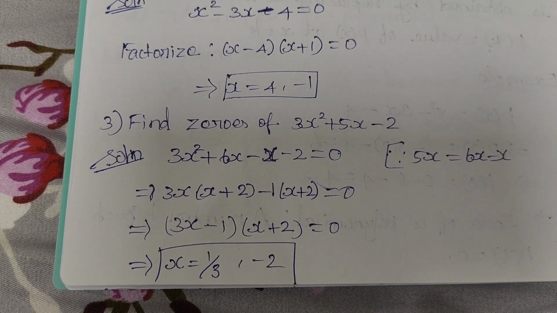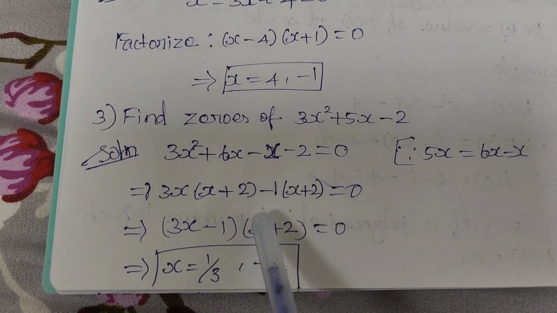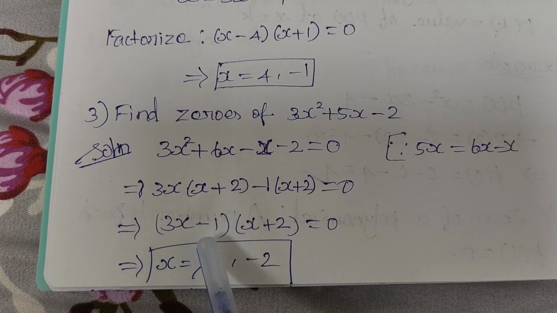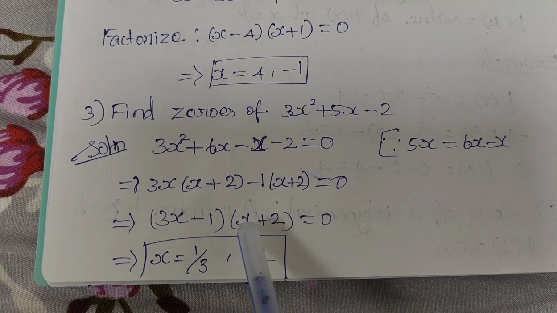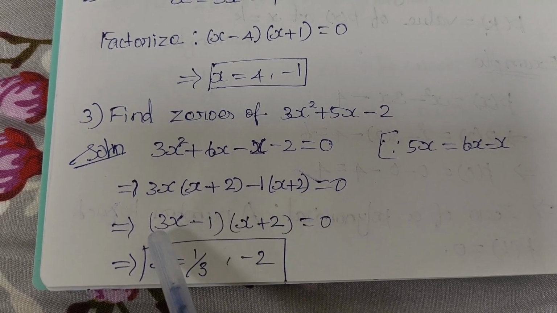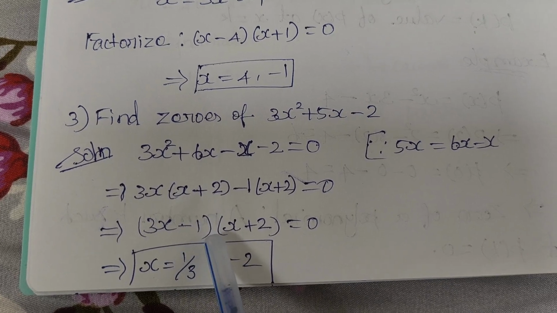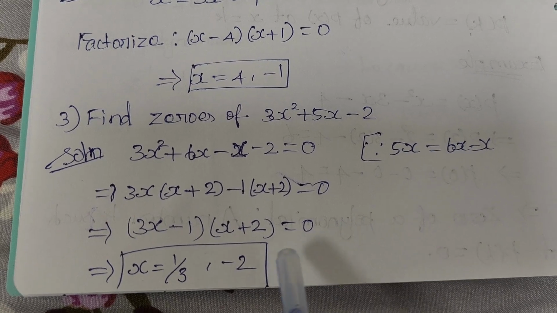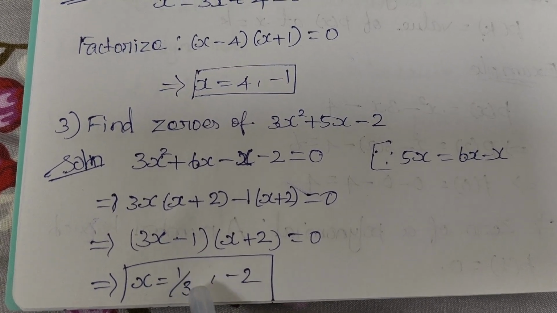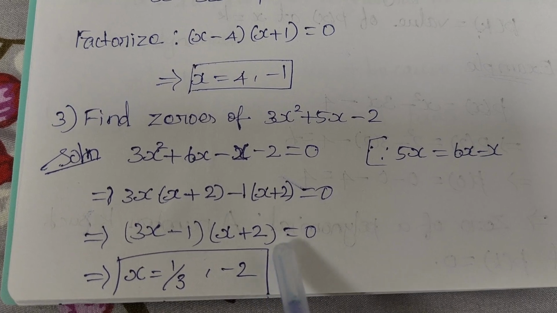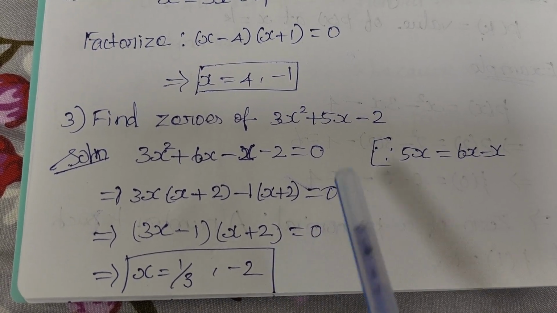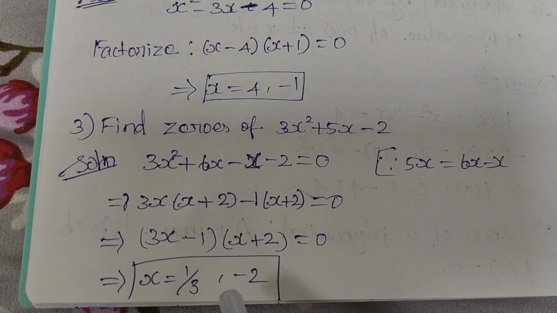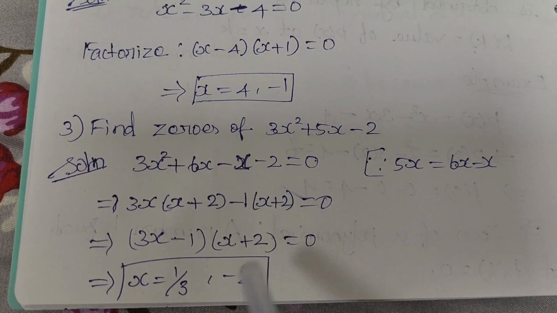Okay. So next we factor out the common x plus 2. So we get (3x minus 1) times (x plus 2) equal to 0. So x equals 1 by 3 and minus 2. These are the zeros of the polynomial. Okay.